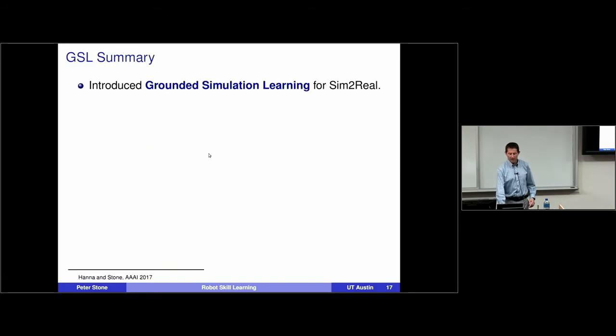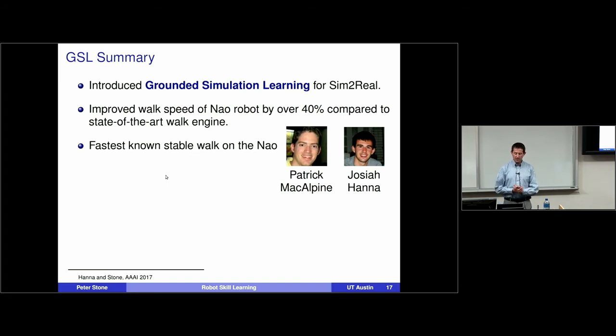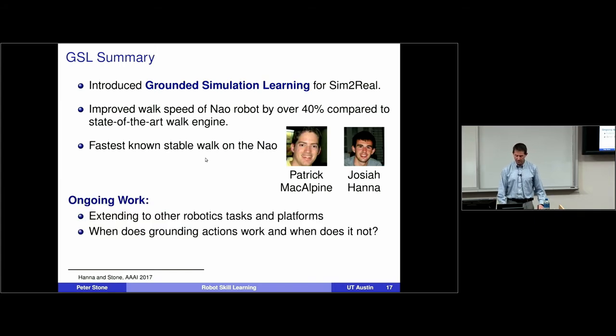And so that's the high level. The punchline is that it improved the walk speed by over 40% compared to the state of the art. It became the fastest known stable walk on the robot. Of course, it also opens up lots of questions.